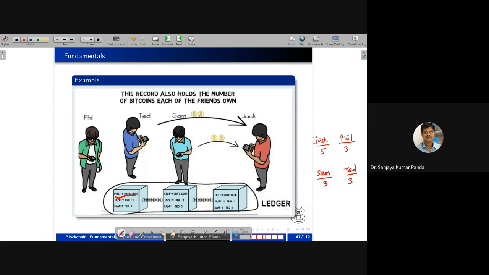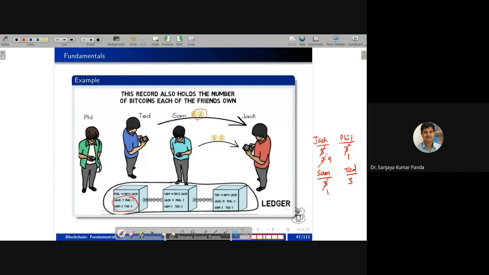So when the first one happened, Phil transferred 2 Bitcoin to Jack. So Jack's Bitcoin is increased to 7, and Phil's Bitcoin is reduced to 1. So you can see this is the updated one in the blockchain. Now what happened? Sam initiates 2 Bitcoin to Jack. So the 2 Bitcoin is deducted from Sam, so it is updated to 1, and 2 Bitcoin is added to Jack, so it is 9.